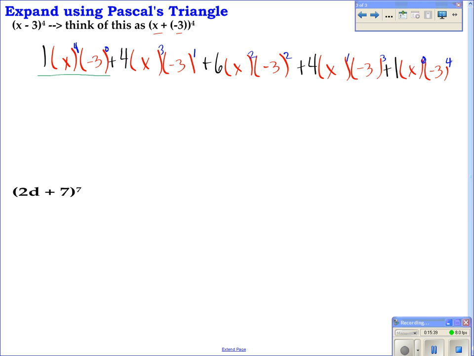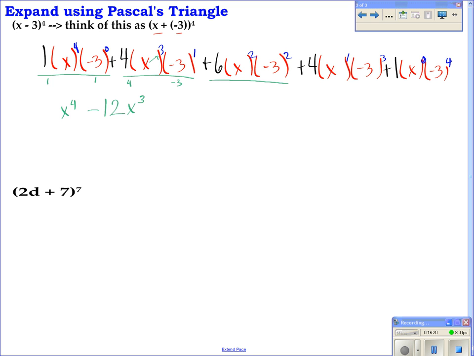So, looking at this one, what's the only thing that we're going to have to write down? Yep, because this is 1, this is 1, so the only thing here is x to the 4th power. And here, what are the numbers we multiply together? We've got 4 here, and -3 to the 1st power is still -3. So that's going to be what? -12. So I'm going to change this plus sign to be minus since it's -12. And then x to the 3rd power from right here.